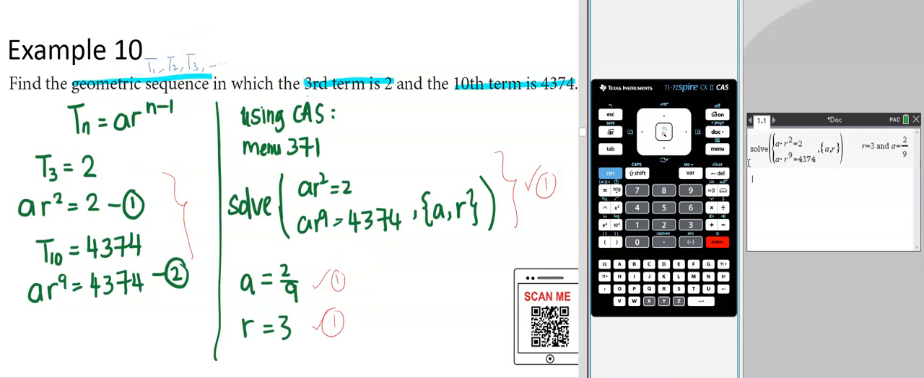And continuing, my question is asking you to find the sequence: the first term, second term, and third term. So you just put 3 dot, which means conclusions. Your first term is 2 over 9.